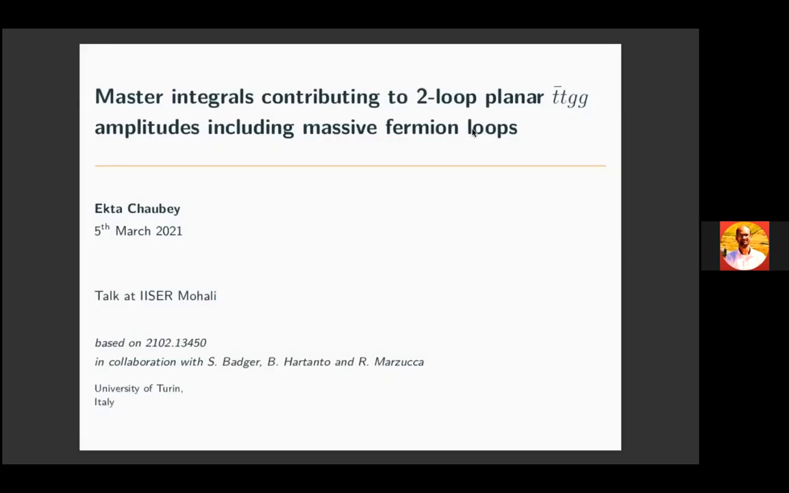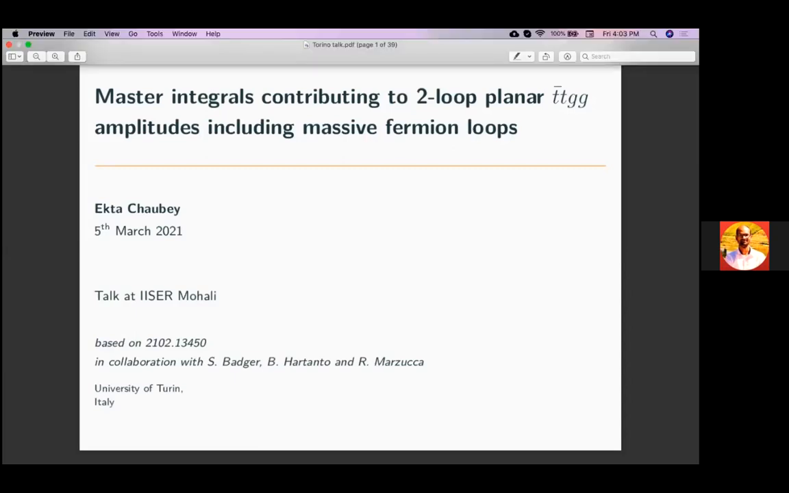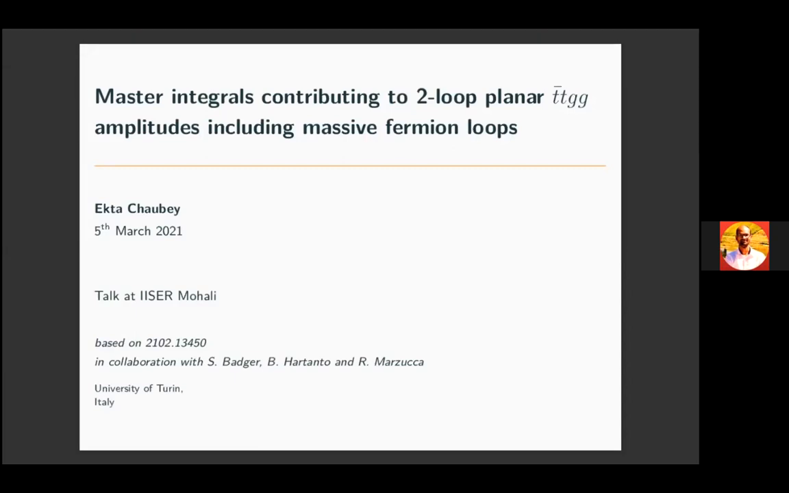So we are very happy to have Dr. Ekta Chaubey from University of Turin. Ekta did her PhD from University of Mainz, right, Ekta, in Germany. And this is her first postdoc. And today she is going to talk about master integrals, which appear in the calculation of t t-bar glue amplitudes. So Ekta, please go ahead.